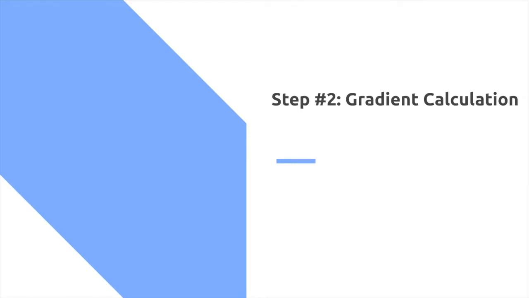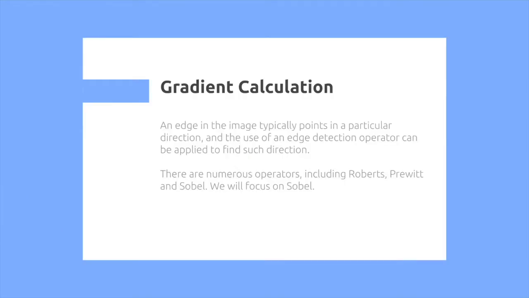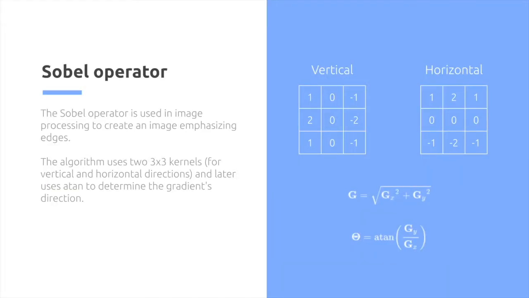Step number 2 is gradient calculation. An edge in the image typically points in a particular direction, and an edge detection operator can be applied to find such direction. There are numerous operators including Roberts, Prewitt, and Sobel. We will focus on the Sobel operator for now. The Sobel operator can be used in image processing to create an image emphasizing edges.